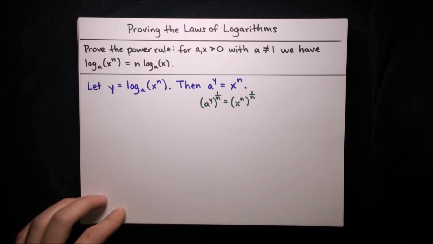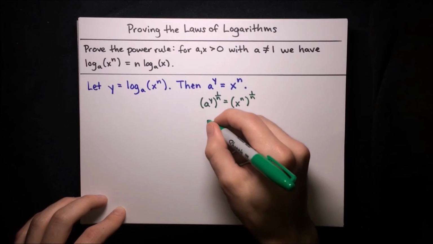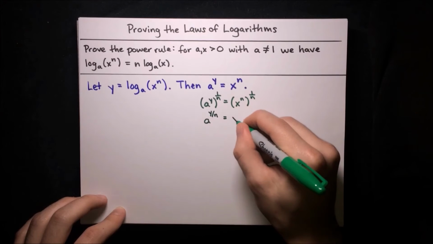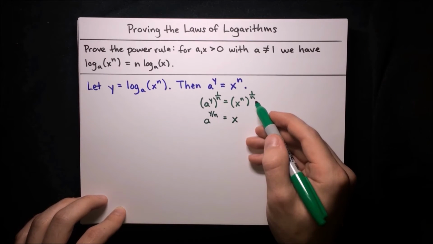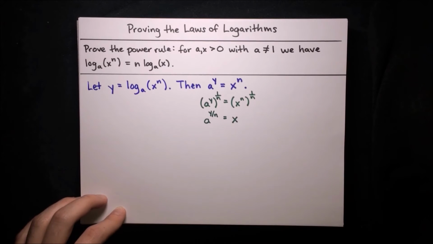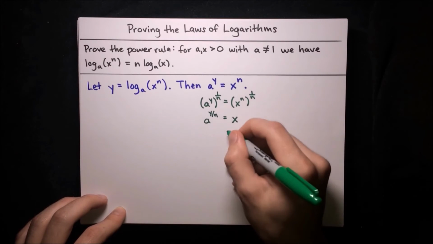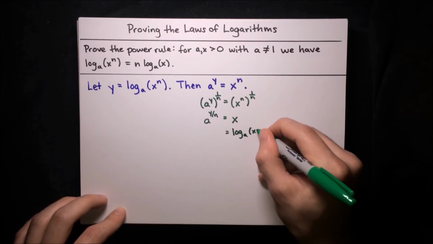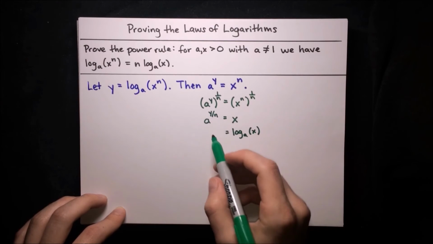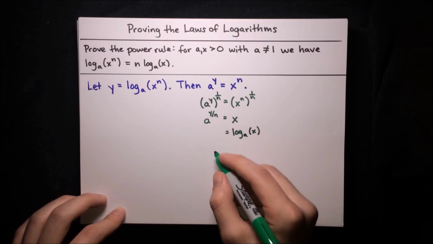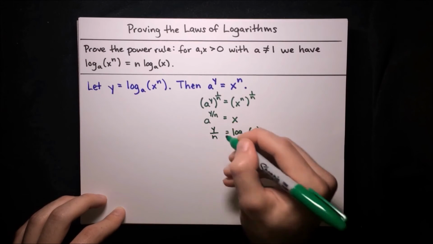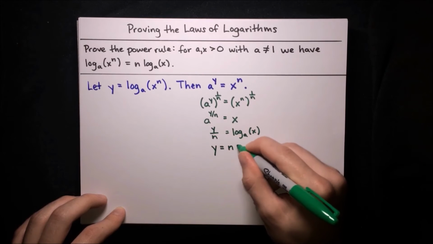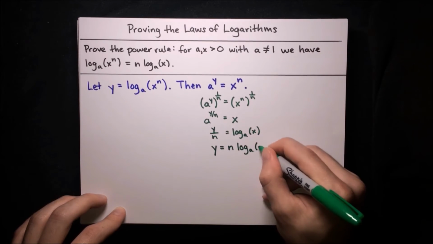Now we know that when we raise powers to powers, we can multiply through. So this becomes a to the y over n is equal to x to the n over n, which is just x to the 1, which is just x. Now we can go ahead and take log base a of both sides. So on the right hand side we'll have log base a of x, and on the left hand side log base a of a to the y over n. That's just the power on the a, y over n. And then multiplying through by n, we find that y equals n log base a of x.